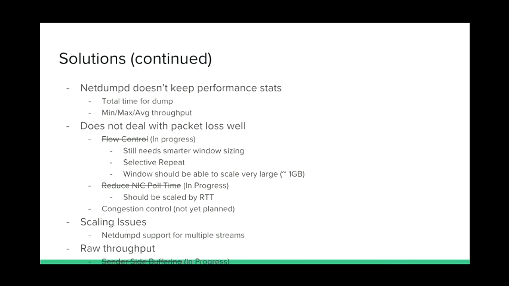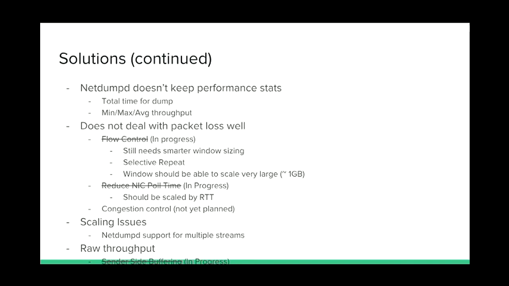So there's a couple things we need to fix. netdumpd doesn't keep performance stats, so you don't actually know if you're improving things. So I added a simple thing, which is just how long did this take, so I can do average throughput. One thing I would want is minimum, maximum, average throughput, maybe how many packets were lost in this transfer, just other things for some verbose mode would be great.